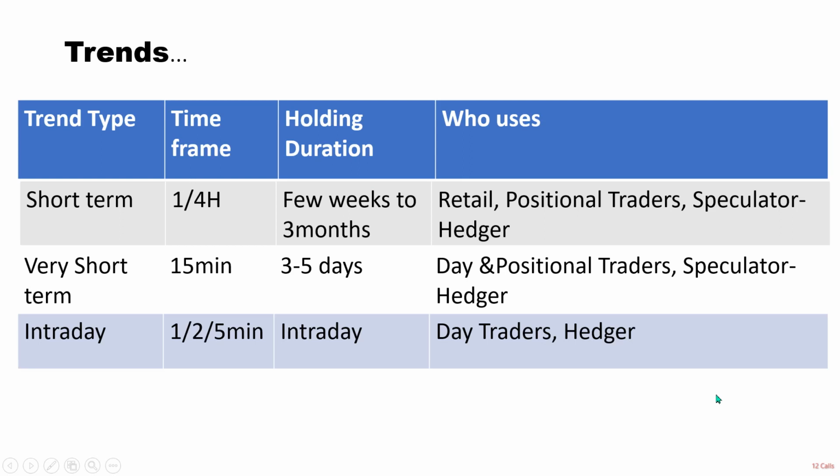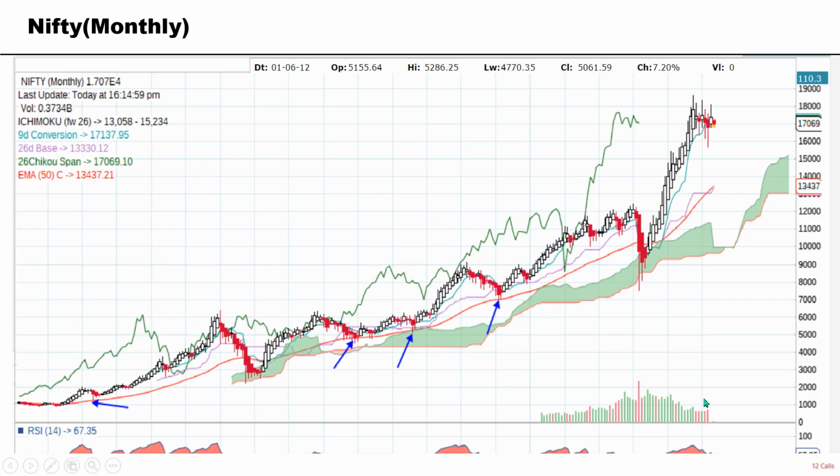Now let's see each one with a practical example. So here we have a Nifty monthly chart of around 20 years of data and I've used 50 EMA Ichimoku for monthly and weekly chart and only 50 EMA for rest of the other charts.